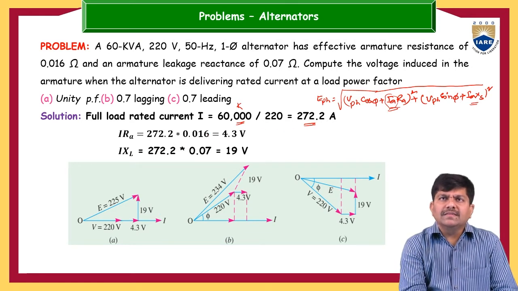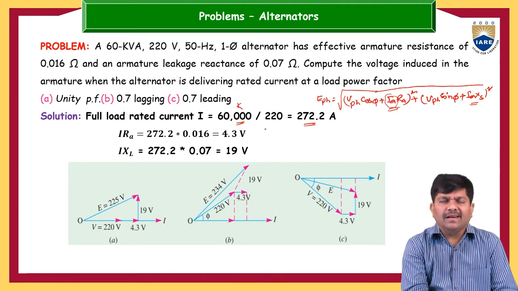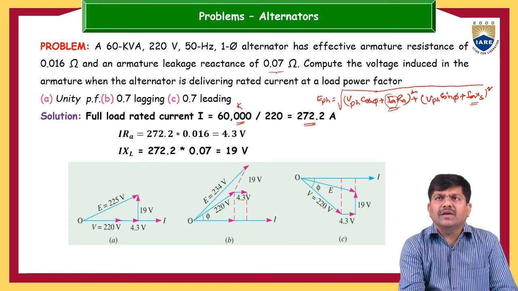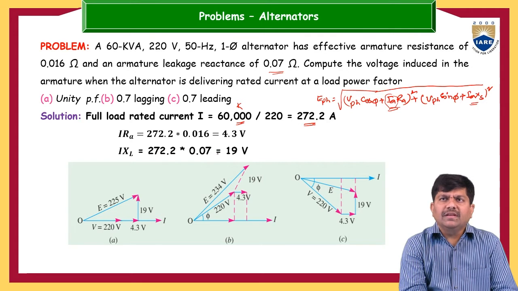After getting this, let us calculate IaRa. Ia we have already calculated, and Ra is 0.016, which they have given. So this is 4.3 volts. Next is IXL. IXL is nothing but 272.2 into XL, the leakage reactance, and they have given 0.07. So this is nothing but 19 volts.